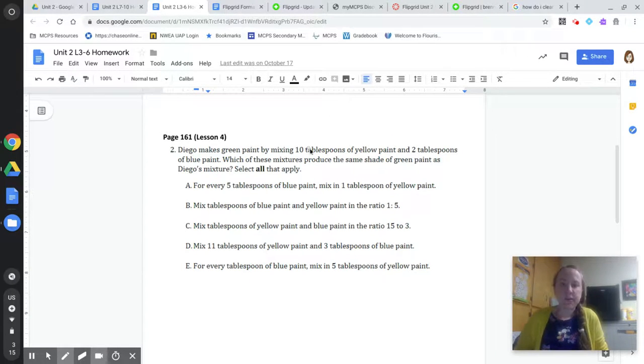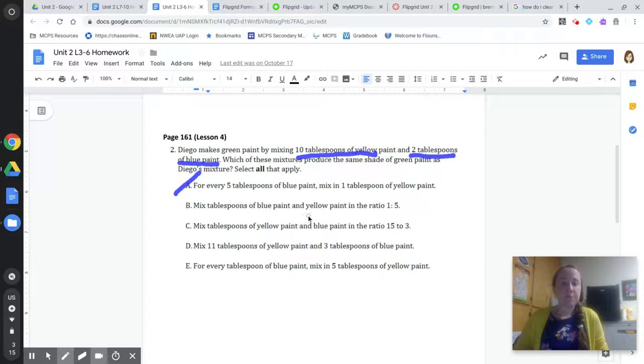So we are mixing green paint by mixing 10 tablespoons of yellow and 2 tablespoons of blue. And we need to decide which of these mixtures produces the same shade of green paint as Diego's mixture. So let's look at A. For every 5 tablespoons of blue, mix in 1 tablespoon of yellow. So this is an example of why order is really important and why we need to attach labels to numbers. So notice here that there's way more yellow paint than blue paint, and here there's way more blue paint than yellow paint. So that cannot possibly be an option.